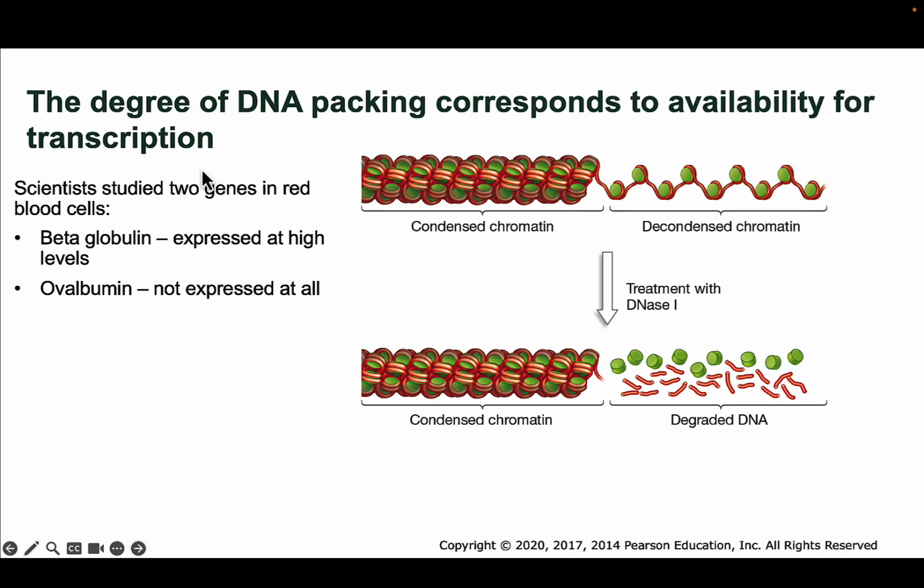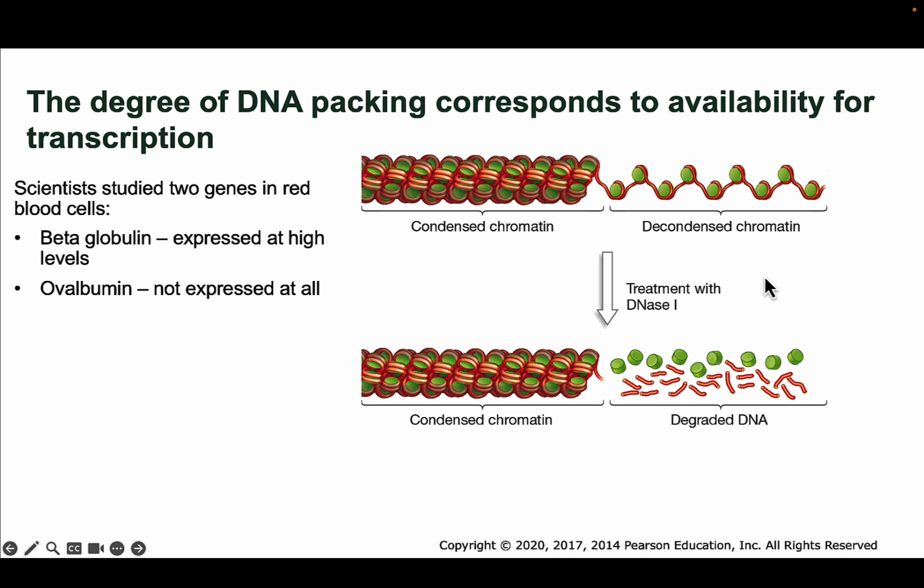So scientists were studying two genes in red blood cells. One of the genes was called beta globin, and this was part of hemoglobin. In red blood cells, beta globin is expressed at very high levels. In contrast, the gene ovalbumin is not expressed at all inside red blood cells.